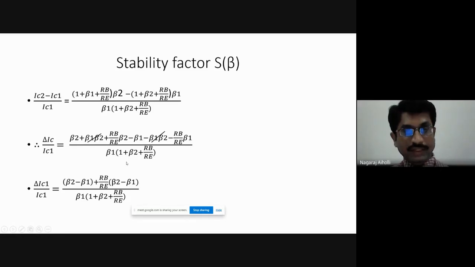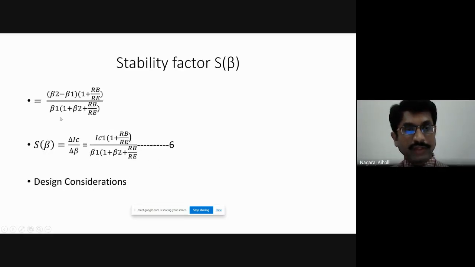So what we did here, students, we cancelled out beta 1 beta 2 minus beta 1 beta 2. Then what remains is beta 2 minus beta 1 plus RB by RE, which is multiplied by beta 2 minus beta 1. The denominator is the same, beta 1 multiplied by 1 plus beta 2 plus RB by RE. Fine.